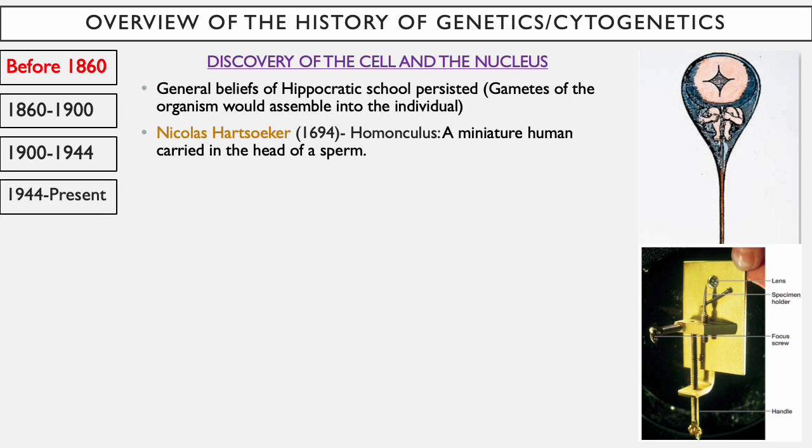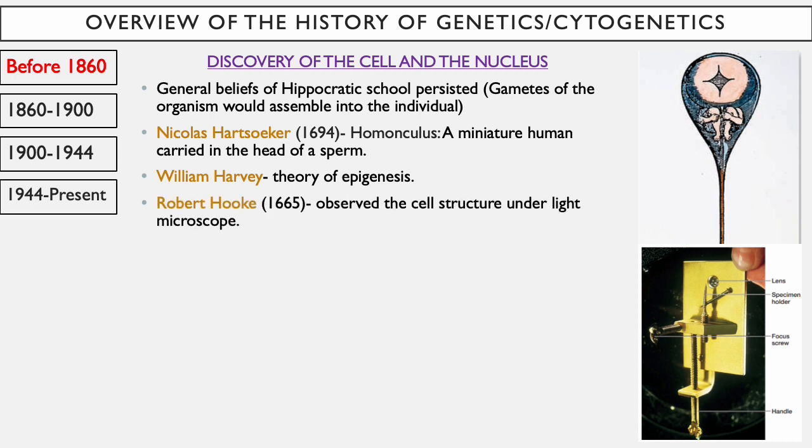Nicholas Hartsoeker created the homunculus. Now, the homunculus is the one that we use in the brain, wherein we can identify the specific portion of the brain that is responsible for motor movement. But Nicholas Hartsoeker created a homunculus in which a miniature human was carried in the head of a sperm. William Harvey discussed the theory of epigenesis.